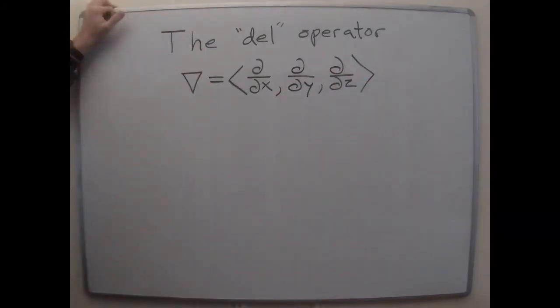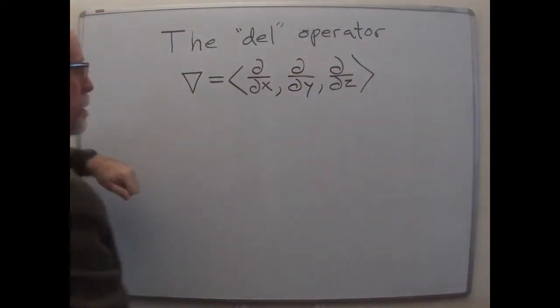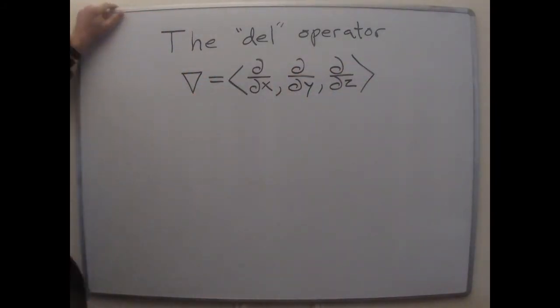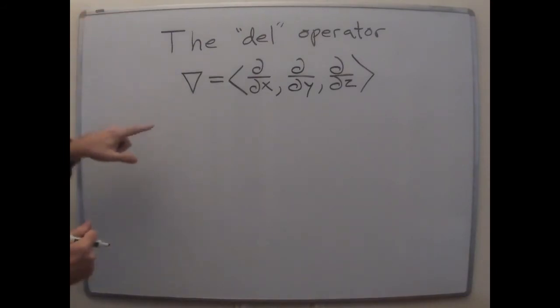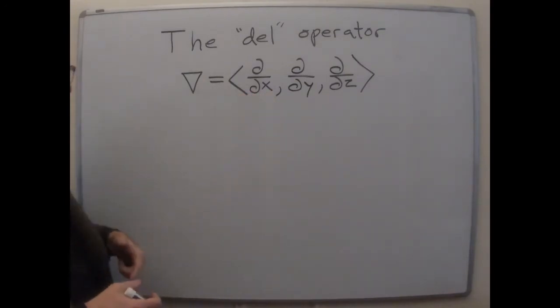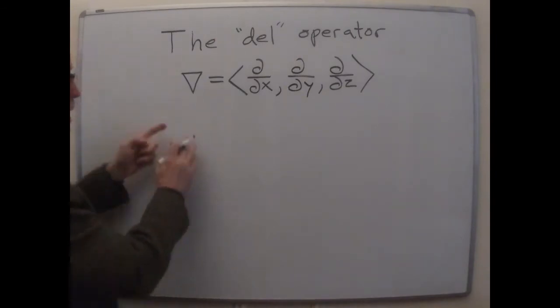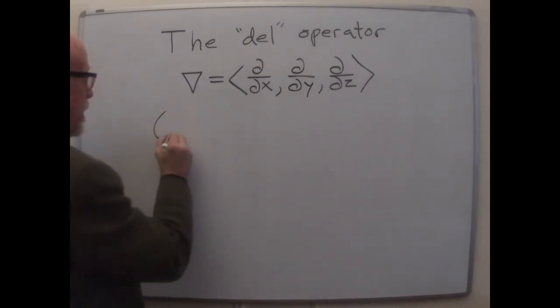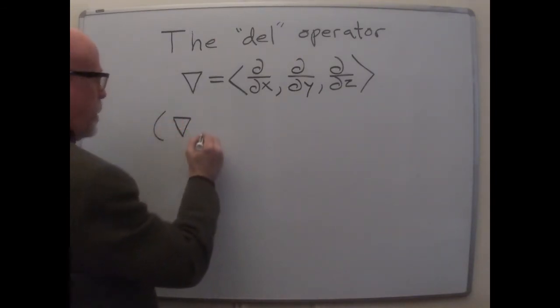Or if we were in 2D, you could have del, which would just be partial with respect to x, comma, partial with respect to y. That is a strange entity. Before, you've never created a vector with anything but functions or numbers in it, but this is not a function or a number. It's the act of differentiating. This is an operator. And then del itself is an operator because it's built out of operators.